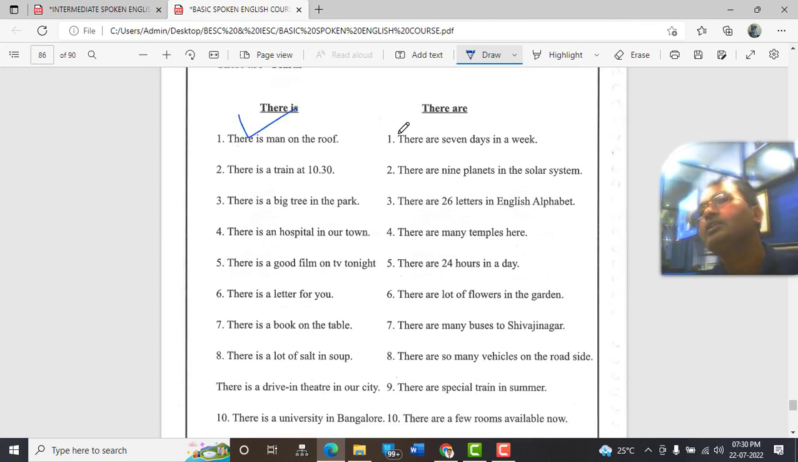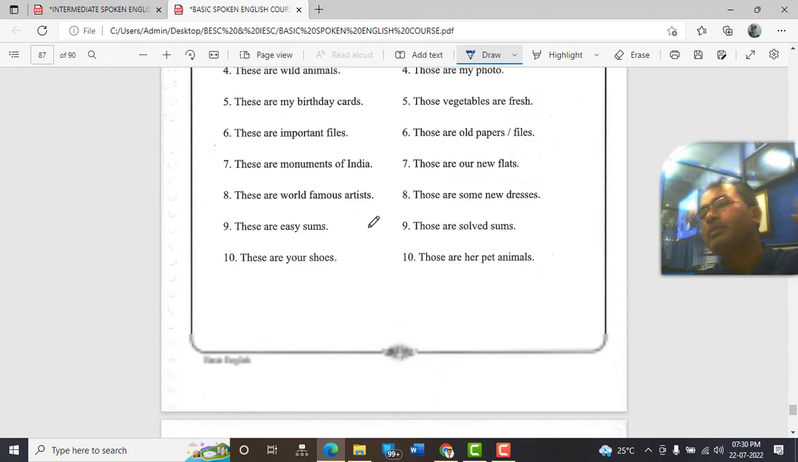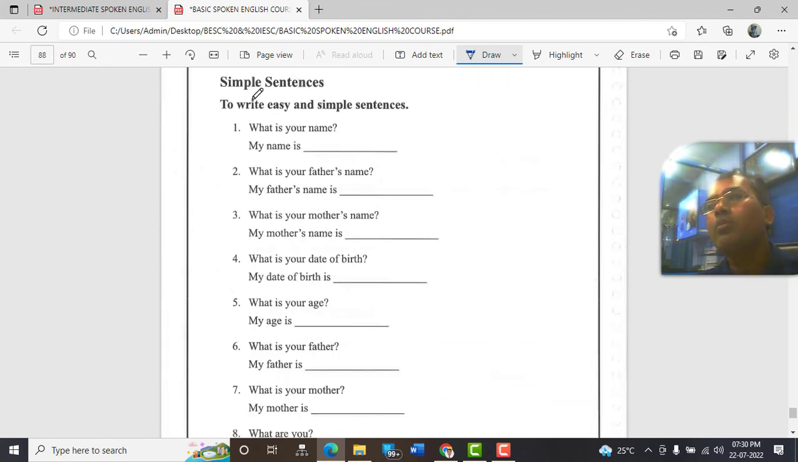We'll be teaching that. There is and there are. When I ask you to utter a sentence and I make a mistake, instead of are, if I give is, and I ask you to say whether it is true or false, at least 50% of the places you will go wrong, because you will not know the rule of that. We'll be teaching you that. Again, these are, those are. These mean something here, those, how to actually express that. And then we will talk about simple sentences.